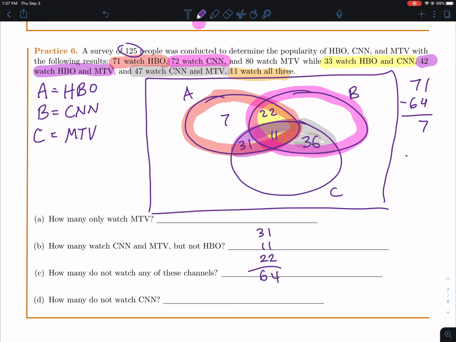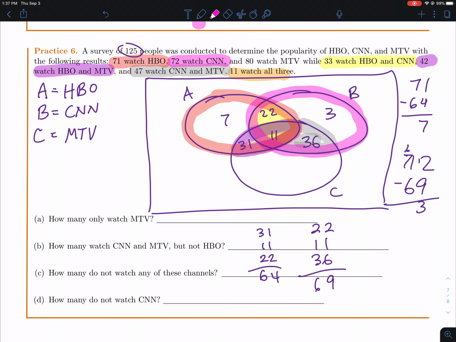But just like before, we've already got some people in there. So let's add up 22, 11, 36. So that's 69, so 69 is already in there. So again, take 72 minus 69. That gives me a 3. So that means that there are only 3 people that watched just CNN in this case.